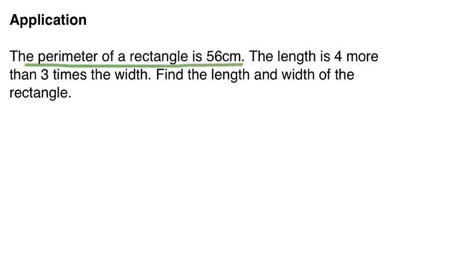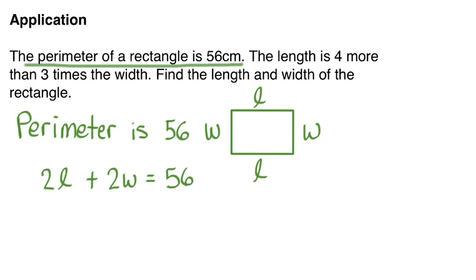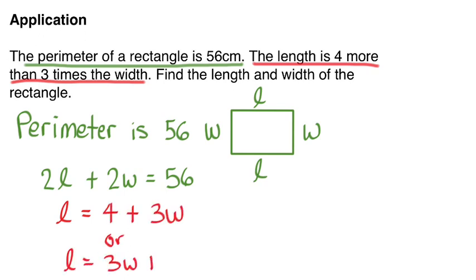Let's look at another application. It says the perimeter of a rectangle is 56 centimeters. What's perimeter? Well, the distance around something, and this happens to be a rectangle. The perimeter is 56. I know that's 2 lengths plus 2 widths, so 2L plus 2W equals 56. Then it tells me that the length is 4 more than 3 times the width. Well, 4 plus 3 times the width.